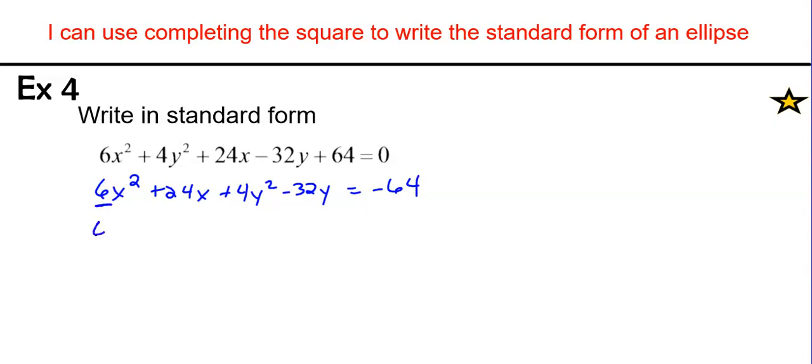Then factor out a 6, so take 6 out of both terms. That will leave us with 4x, add a blank. Factor out 4, that'll leave us with y squared minus 8y, and then leave a blank.